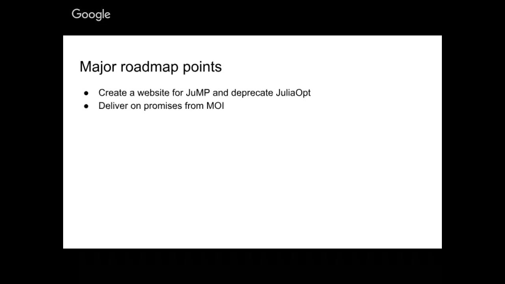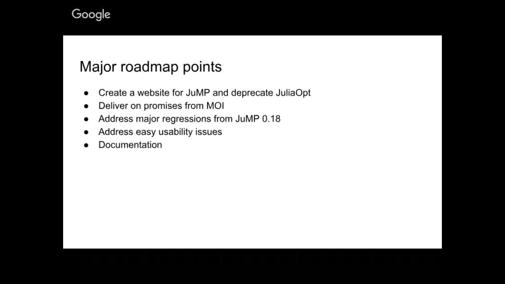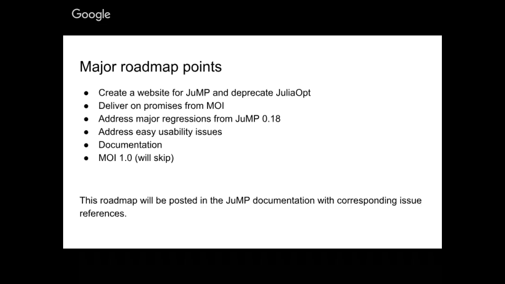We will deliver on a few promises from MOI that we haven't really completed yet in the 0.19 release. Address a few regressions, address the major regressions from 0.18. So in order to actually release 0.19, we had to, for example, performance degraded in some cases. We'll address those. Some easy usability issues, documentation, and then MOI 1.0. That gets a bit technical, so I won't go into the details of what will go into MOI 1.0. So after my talk, I'll synthesize this into some markdown and put this on the JuMP documentation.